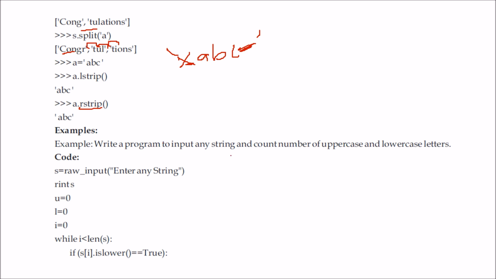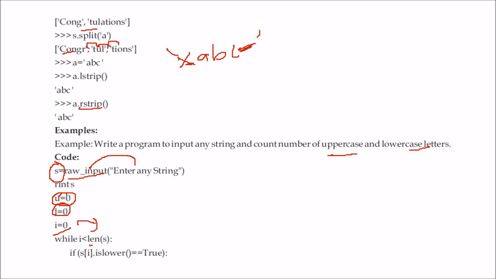Write a program to input any string and count the number of uppercase and lowercase letters. For that, you can enter the string, and you know that this raw input is going to take this S as a string. So whenever you enter a string, you want to compute the number of uppercase and lowercase. What we have done is, uppercase we have taken 0 because this is going to calculate the number of uppercase, and the lowercase, and then I is for this loop.